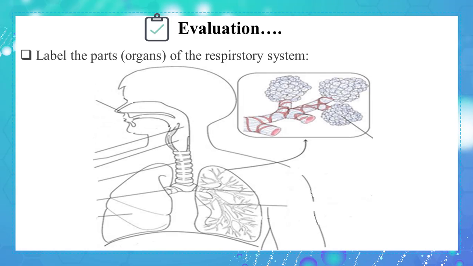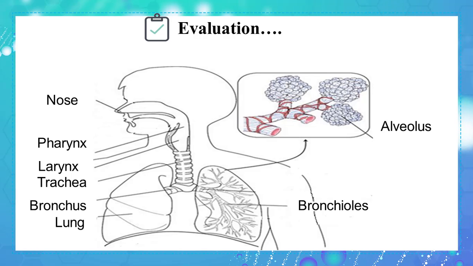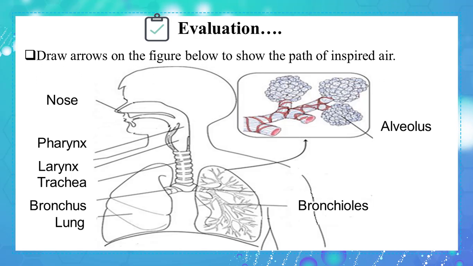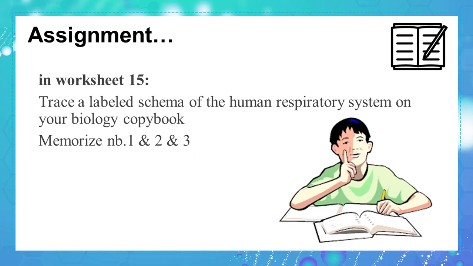Now it's time to test our knowledge by answering this evaluation. Label the parts or the organs of the respiratory system. Then draw arrows on the figure to show the path of the inspired air. As an assignment, trace a labeled schema of a human respiratory system in your biology copybook, and don't forget to memorize numbers 1, 2, and 3.